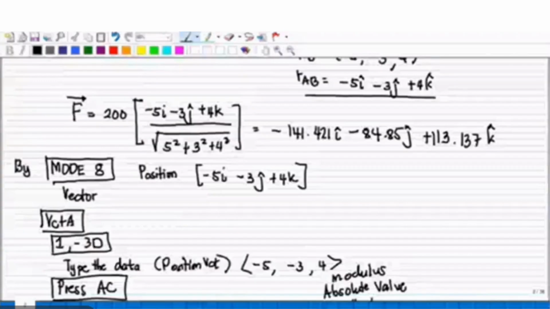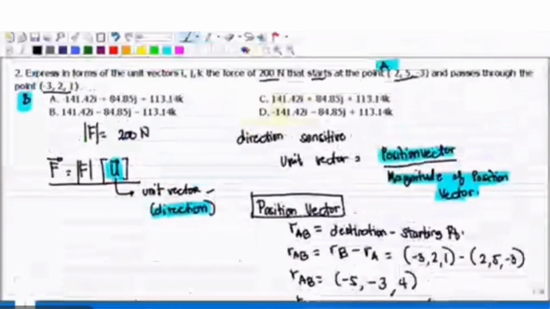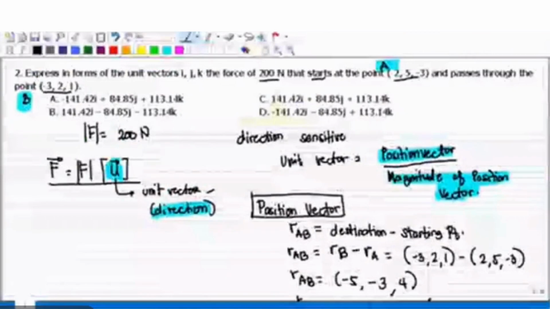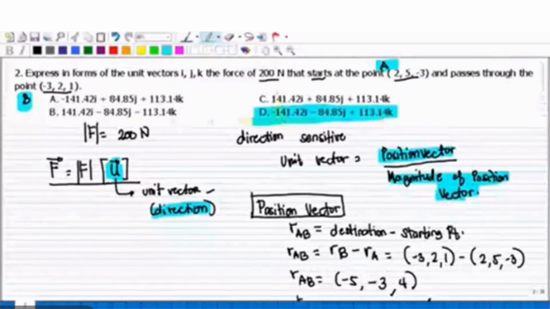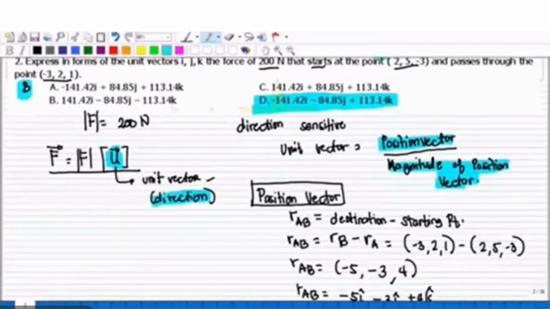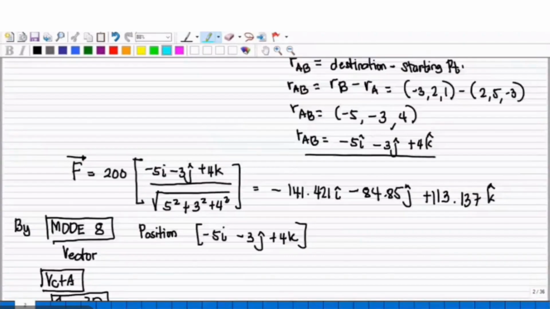Ayan. So sige. Iyan nyo, picturean nyo po. Okay, so this is letter T. So negative, negative, positive. Letter T. Okay. Yan. Part 1. And part 2. Then part 3.